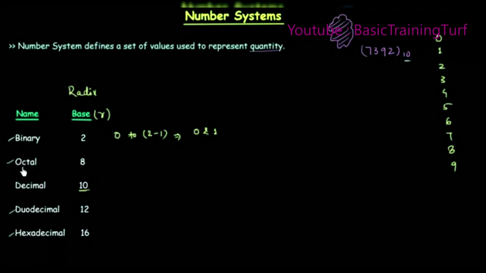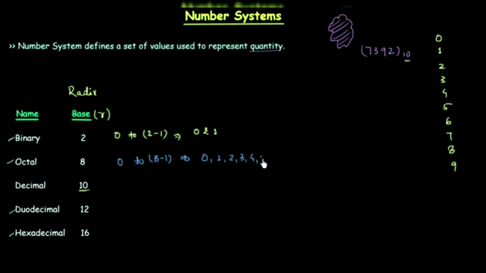In case of octal, the base is 8, so we definitely have 8 distinct digits in the octal number system, and they are from 0 to 8 minus 1. This will give us 0, 1, 2, 3, 4, 5, 6 and 7. So these are the digits in the octal number system. For decimal, we have already seen 0 to 9, 10 distinct digits.